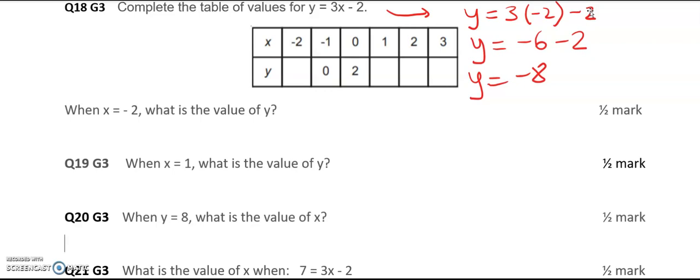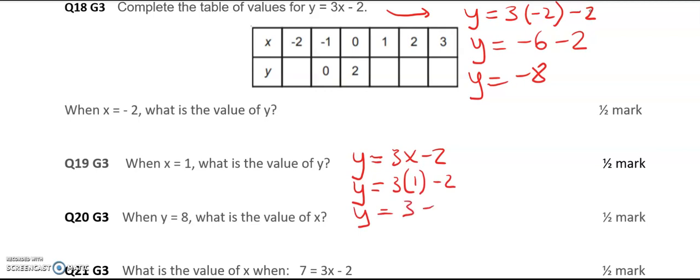Now when x is equal to 1, what's the value of y? So rewriting the equation, y is equal to 3x minus 2, y is equal to 3 times 1 minus 2. 3 times 1 is 3, minus 2 is 1. So y is equal to 1 in this case.